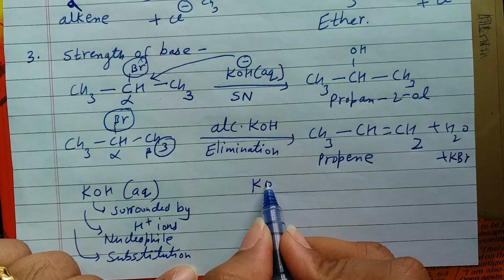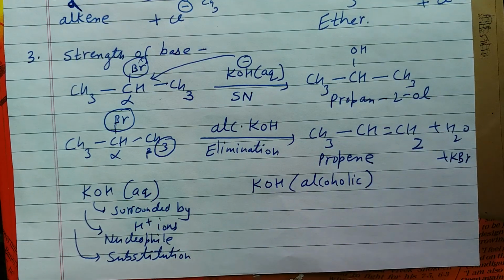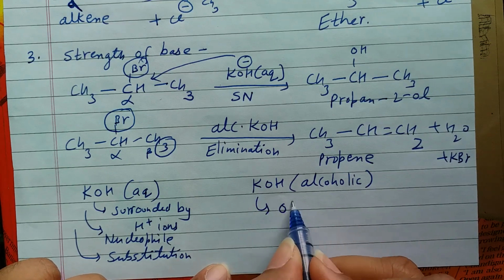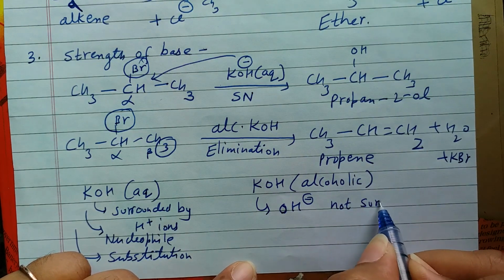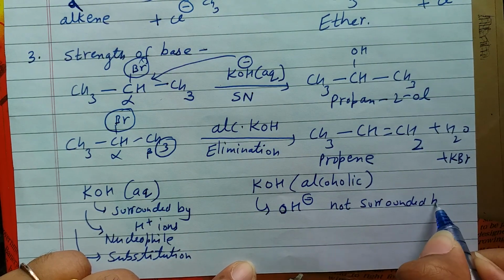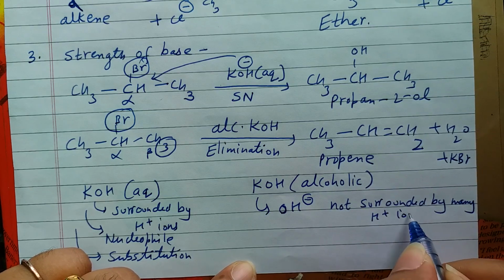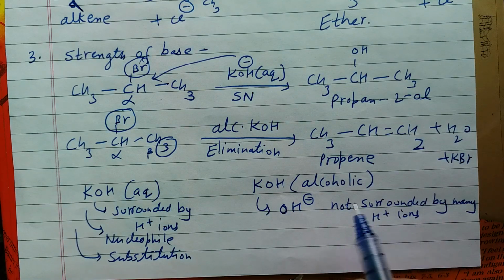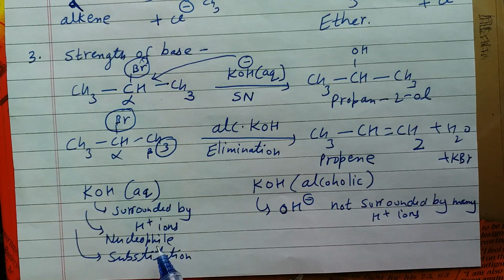But you know what happens when you take alcoholic KOH? In this case the OH minus ion is not surrounded by many H plus ions, right? Alcohols can't release as many H plus ions as water can. Water is a much more polar solvent. It can release a lot of H plus ions. Alcohol will not be able to. So this OH minus is not surrounded by many H plus ions.